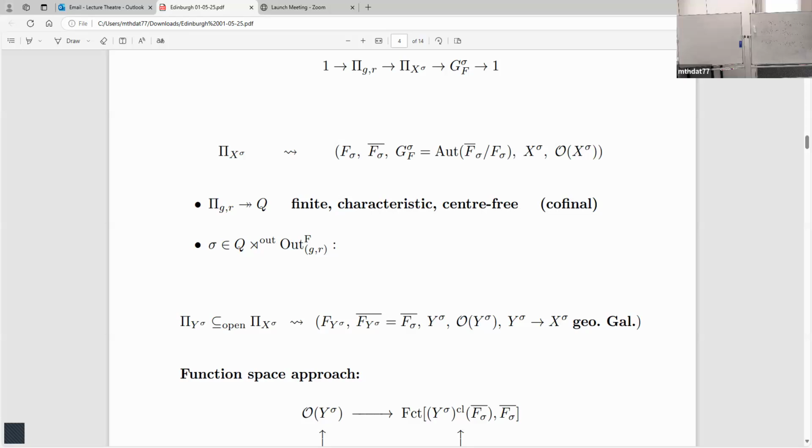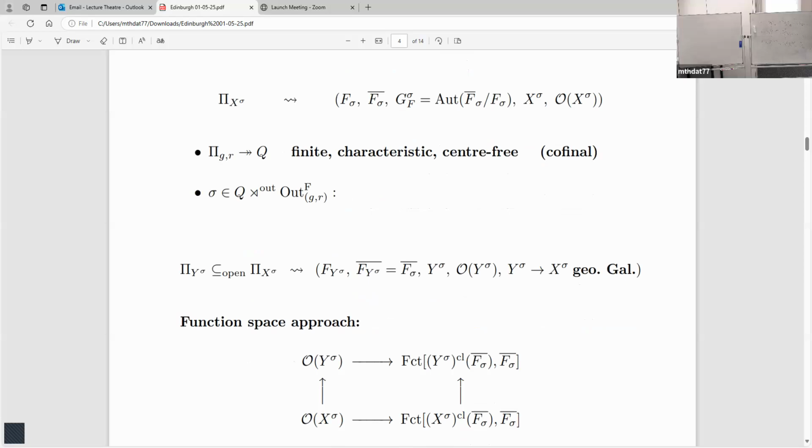Okay, so the construction, as I said, is group theoretic and abelian, but the emphasis here is on the function spaces approach. So what one does, in fact, is the following. In reconstructing this F sigma, X sigma, and OX sigma, for example, what one does first is construct this field F sigma, right?